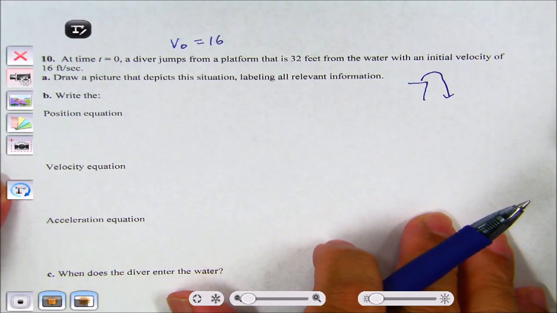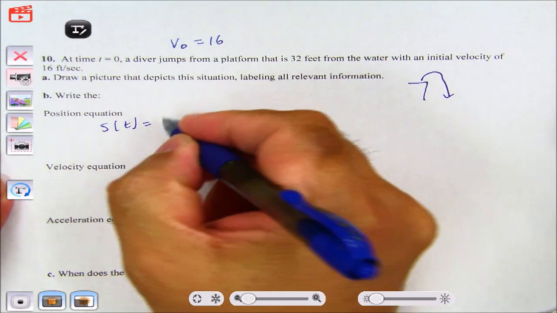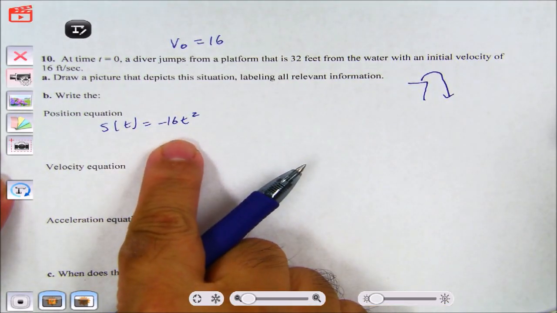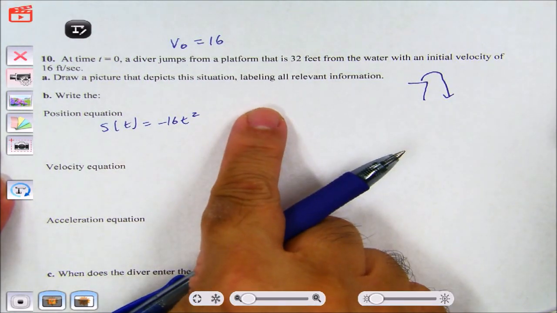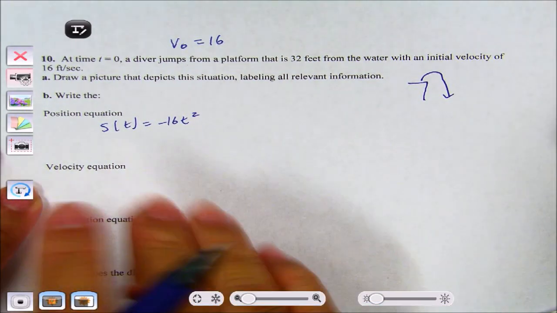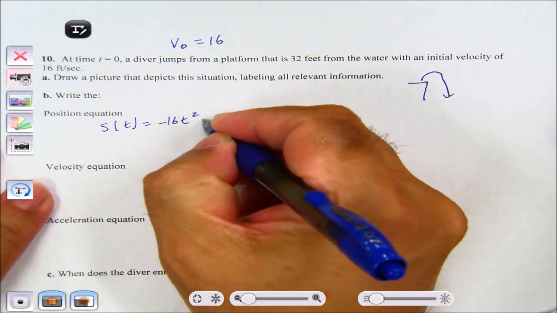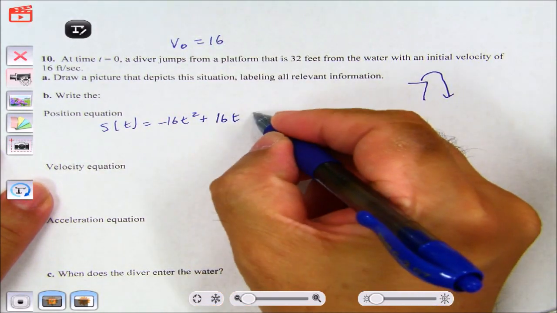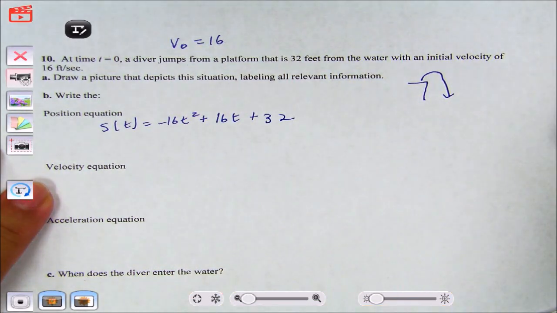The position equation. So remember the position equation looks like this. It's going to be negative 16t squared. This part is almost always going to be the same for your position equation. It's half of gravity; we're assuming this is planet Earth. If it is not planet Earth, they will tell us, and they'll go on and on about how it's not planet Earth. So it's negative 16t squared plus the initial velocity, which is 16t, plus the initial position, which is 32 feet from the water. So that is our position equation.